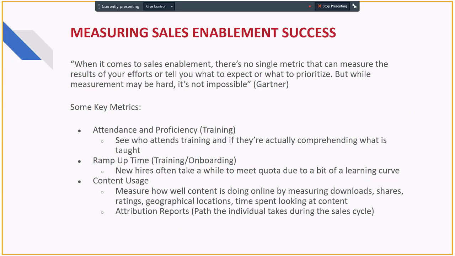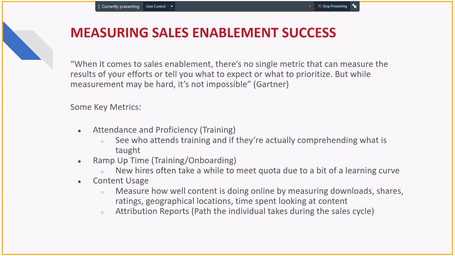And there's a very nice statement from Gartner, which I would like to read out. It says, when it comes to sales enablement, there is no single metric that can measure the results of your effort. But while measurement may be hard, it's not impossible. So we need to be measuring what sales enablement is doing. And here are some key metrics that I saw some of you mention, but here are just some examples of what you might want to take a look at.